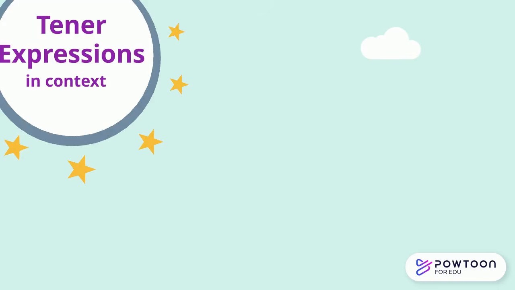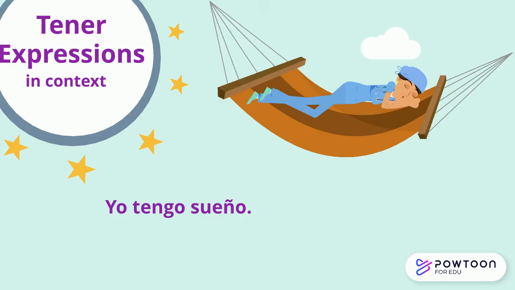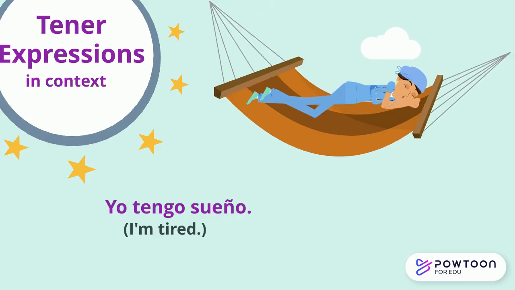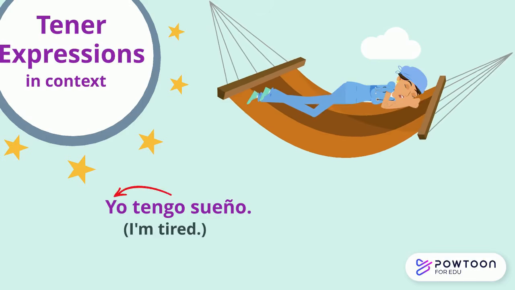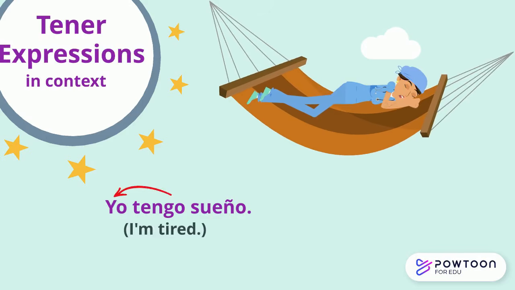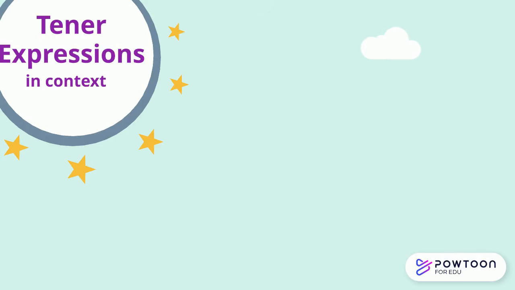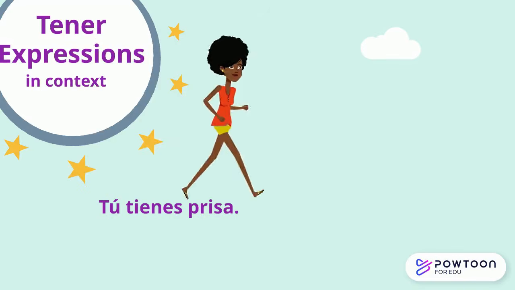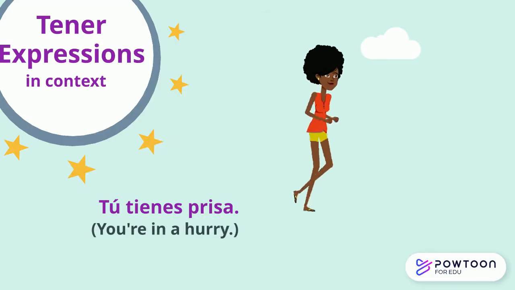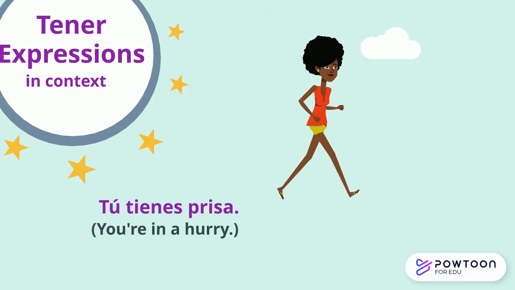Let's take a look at a few tener expressions in context. Yo tengo sueño. I'm tired. The verb tener is conjugated to tengo to match the subject yo. Tú tienes prisa. You're in a hurry. The verb tener conjugates to tienes in order to match the subject tú.